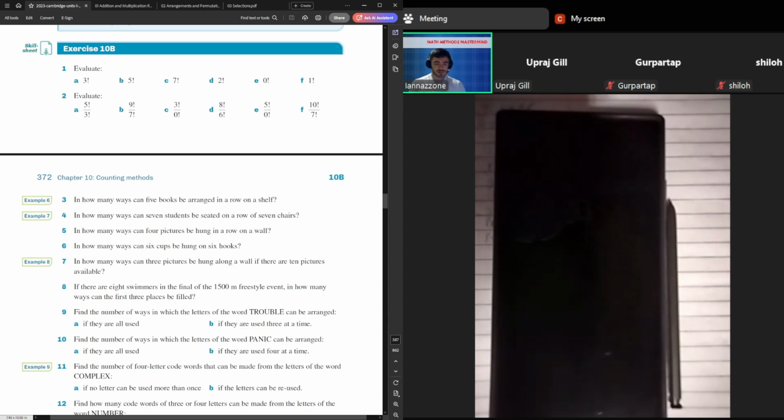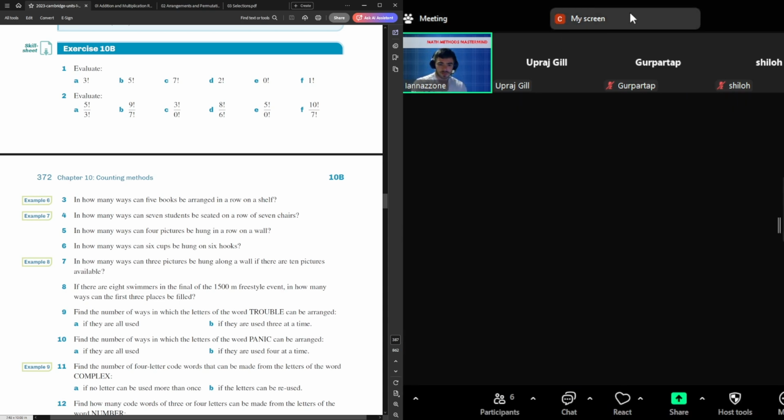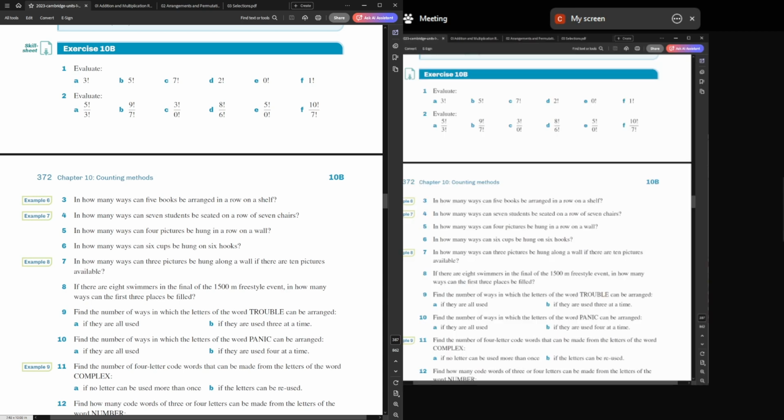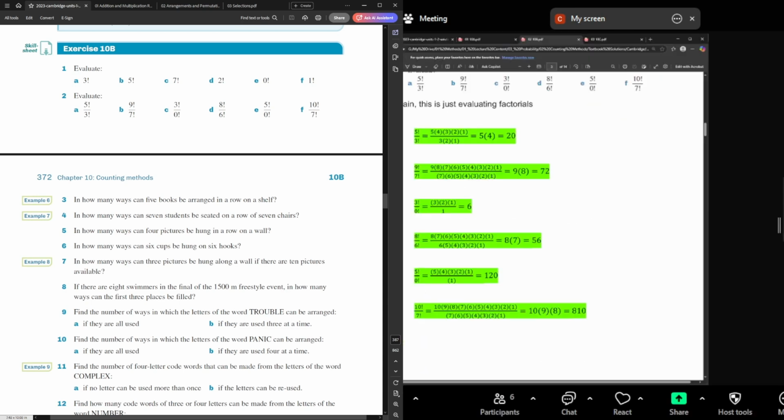Yeah, 20 is correct. Thanks, Peter. For everyone else, I'll change the screen share over. We can see how that all works.